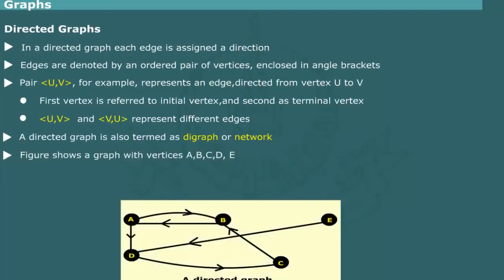Figure shows an example of a directed graph. It consists of vertices A, B, C, D, and E, and edges AB, BA, AD, ED, CB, DC, and ED.